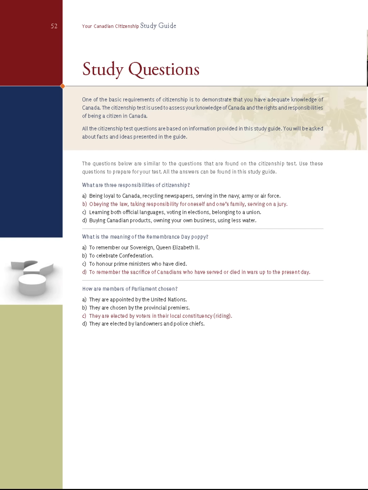What are 3 responsibilities of citizenship? B. Obeying the law, taking responsibility for oneself and one's family, serving on a jury. What is the meaning of the Remembrance Day poppy? D. To remember the sacrifice of Canadians who have served or died in wars up to the present day. How are members of Parliament chosen? C. They are elected by voters in their local constituency, riding.